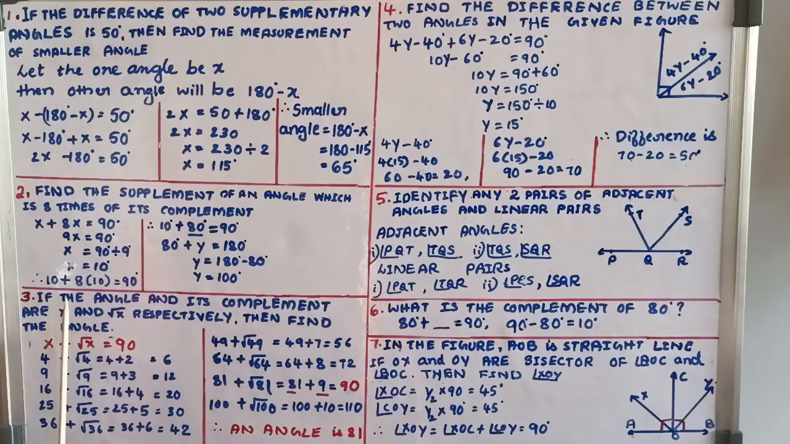Next one, third one: if the angle and its complement are x and root x respectively, then find the angle. Here angle and its complement are given. x plus square root of x equals 90 degrees. It is a complement, so we have to take 90 degrees.